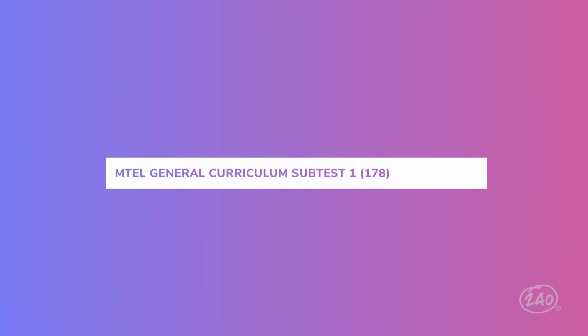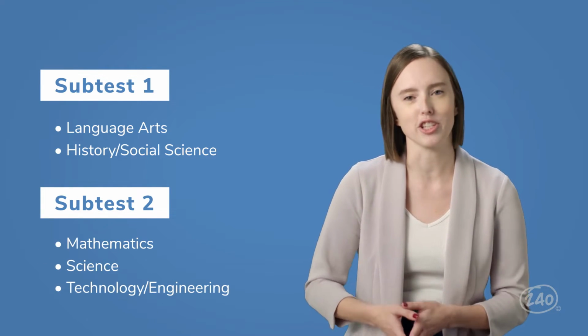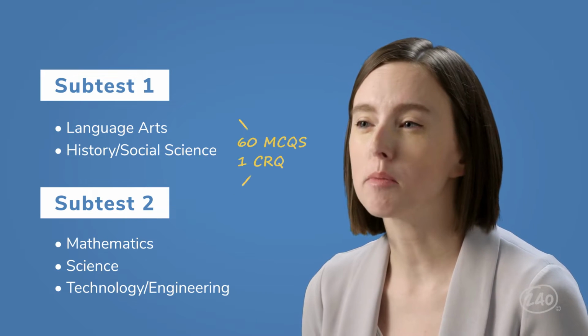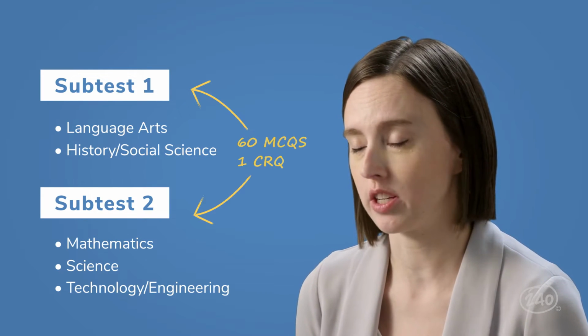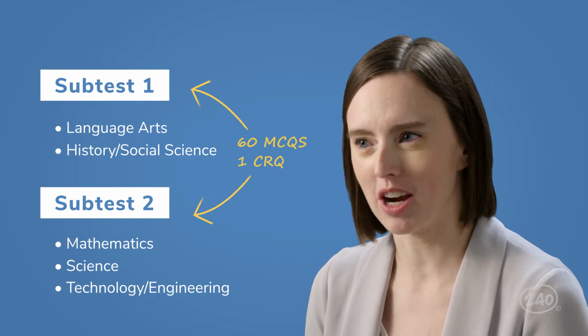This video is going to prepare you for Subtest 1 of the MTEL General Curriculum Exam. MTEL stands for Massachusetts Test for Educator Licensure, and it's test code 178. Now, the MTEL General Curriculum Exam is split into two subtests. Subtest 1 covers language arts as well as history and social science. Subtest 2 includes mathematics, science, technology, and engineering. Each subtest contains approximately 60 multiple choice questions and one open response item, which we'll refer to as a CRQ, but more on that later.